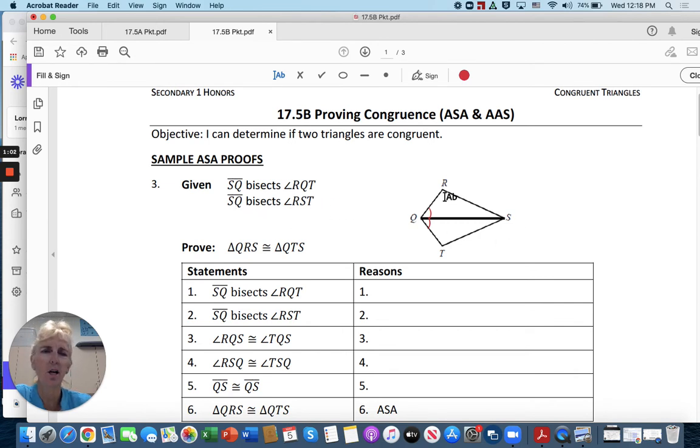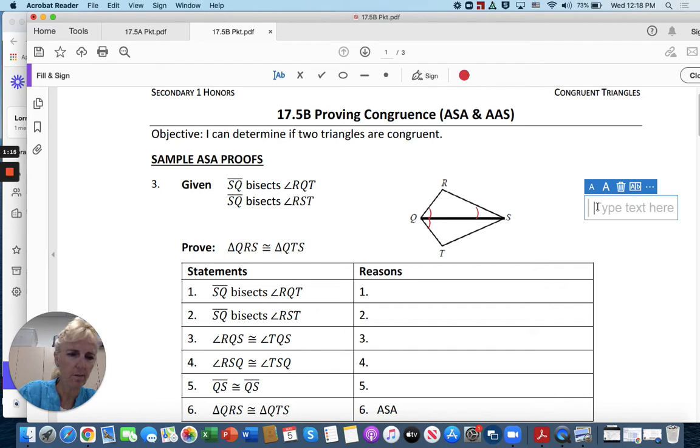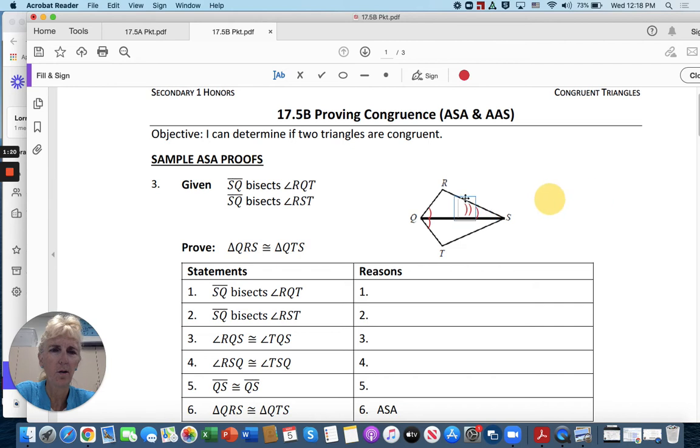Next, we have SQ bisects RST. So this line also bisects this side. So I'm going to go ahead and put that. And I'm going to put two of them, because we don't know, and they're probably not the same as the one across the way. I'll put them as two, to show that those two angles are congruent. So this basically is showing in diagram what this says, that this line bisects this big angle into two smaller equal angles, and it bisects this angle, the big angle, into two smaller equal angles.